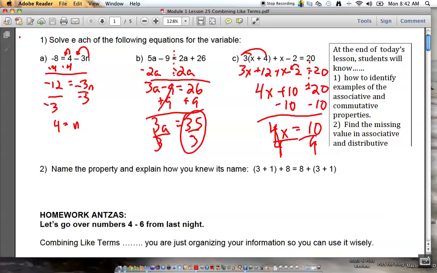Okay. Number 2, name the property and explain what it is. This is the commutative property. Why is it commutative and not associative? Because at first glance, it clearly looks associative. You're just taking the 3 plus 1 and switching the whole thing. You're not regrouping around the 1 and the 8, okay?